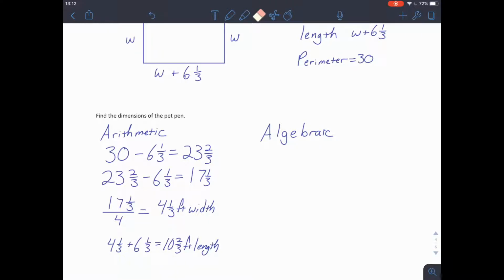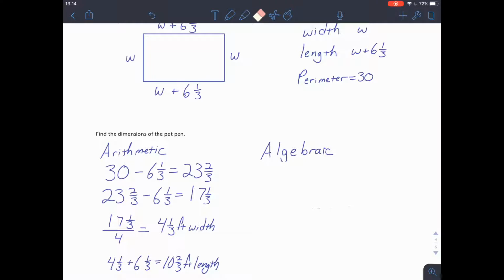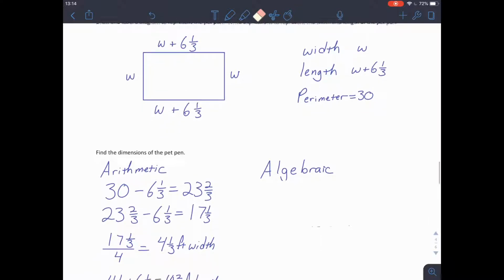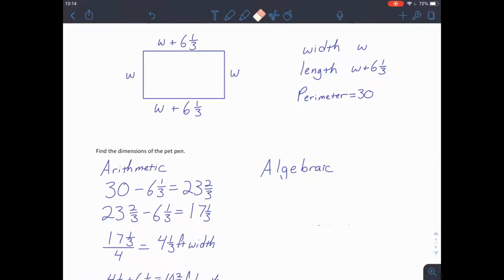be 10 2/3. To solve this problem algebraically, I must first take all of my information from above and turn it into an equation. Since I know I find perimeter by adding up all of the sides of my shape, I'm going to take the expressions for all of the sides of my shape and add them together and set that equal to 30, my perimeter.